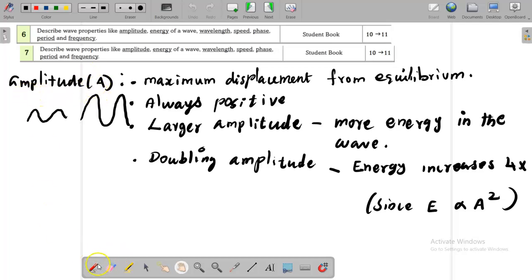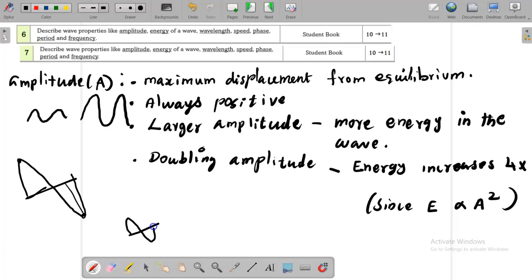Amplitude, it is A, the maximum displacement from equilibrium. So here is the maximum displacement from the equilibrium at the center. Here is the maximum displacement at the point. And it is always positive. Larger amplitude has more energy in the wave.